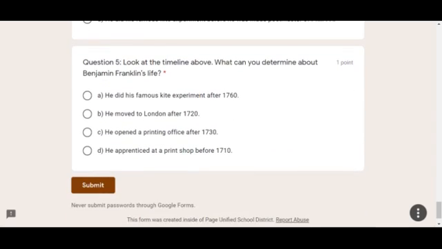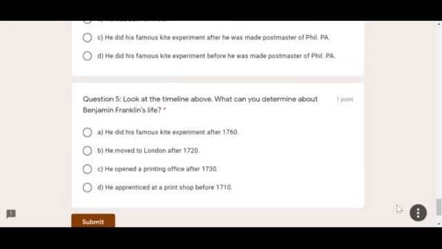Question 5. Look at the timeline above. What can you determine about Benjamin Franklin's life? A, he did his famous kite experiment after 1760. B, he moved to London after 1720. C, he opened a printing office after 1730. D, he apprenticed at the print shop before 1710.